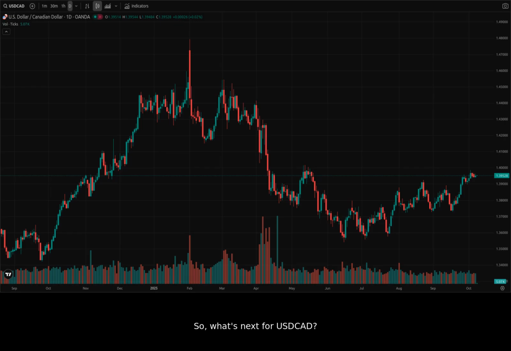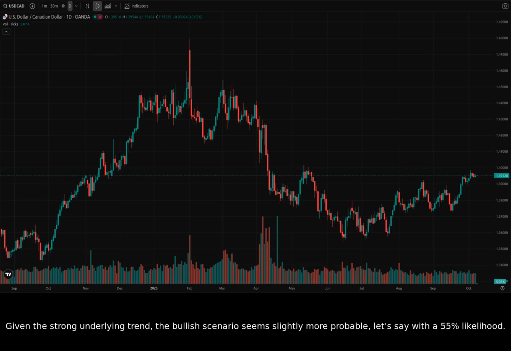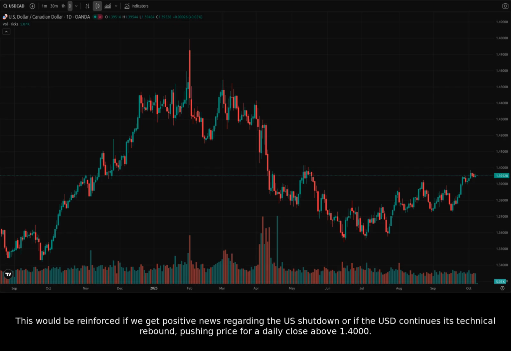So, what's next for USDCAD? Given the strong underlying trend, the bullish scenario seems slightly more probable, let's say with a 55% likelihood. This would be reinforced if we get positive news regarding the US shutdown or if the USD continues its technical rebound, pushing price for a daily close above 1.4000.